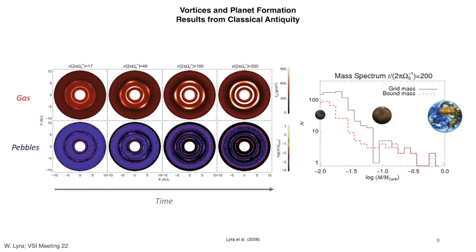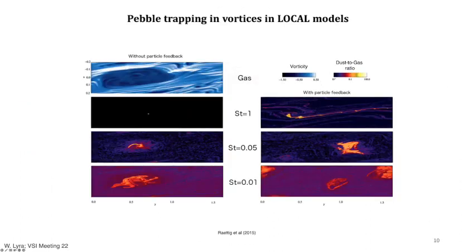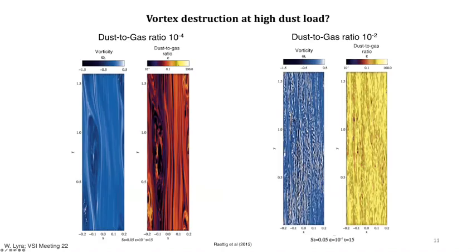So we've been trying to fix that by running local models of pebble trapping. This is the same model that I showed before, but now here you also see what happens when you include the feedback from the pebbles. For the low Stokes numbers, 0.01 and 0.05, statistically, they didn't change much. You still have trapping with pretty much the same concentration and extent, but as you go to higher Stokes number, you see that here the particles concentrate all in one point, and then here you have the back reaction starting to do something, right? And that led to the idea that maybe you cannot concentrate pebbles too strongly in a vortex because they may disrupt them as the dust to gas ratio gets extremely high.